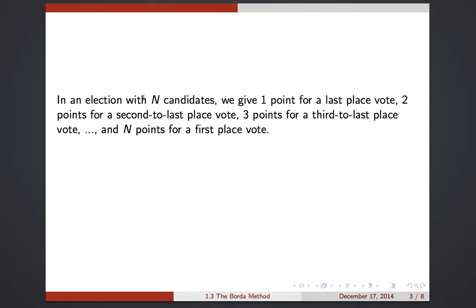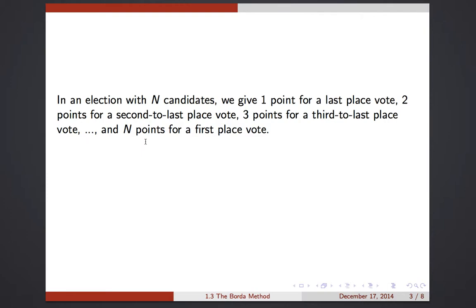And here's how it assigns the point values to people. If you have an election with N candidates, you give 1 point for a last place vote, 2 points for a second to last place vote, 3 points for a third to last place vote, etc., all the way up to N points for a first place vote. So imagine you have an election with 6 candidates. That means a first place vote is worth 6 points. A second place vote is worth 5 points. A third place vote is worth 4 points, etc. So that's how you can assign a point value to the candidate.